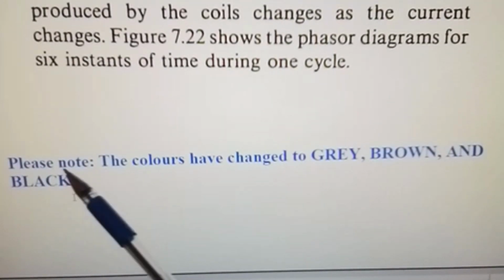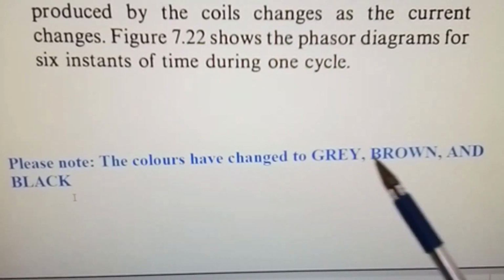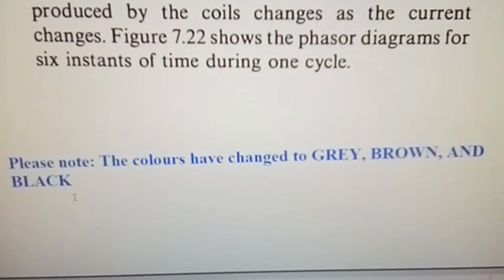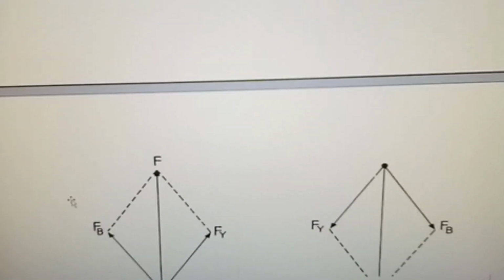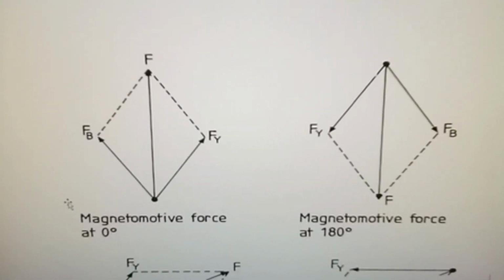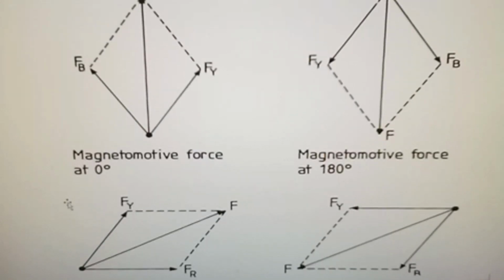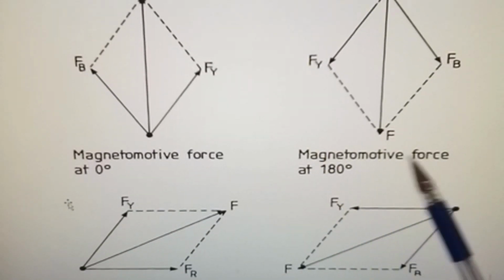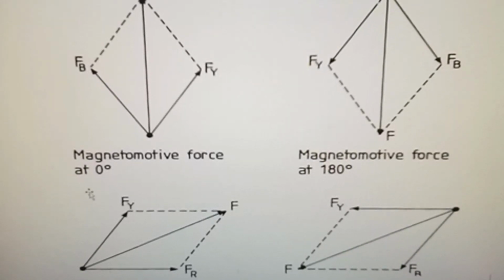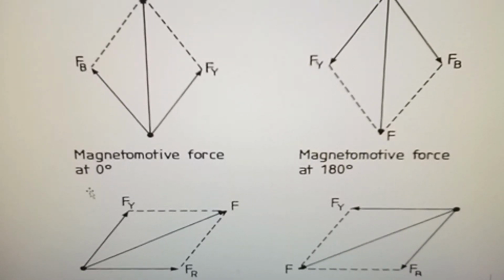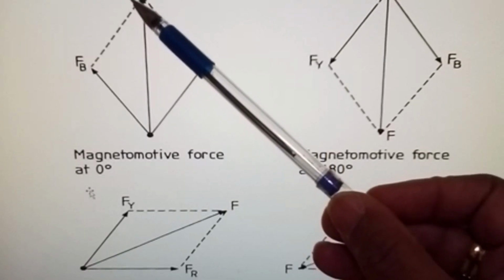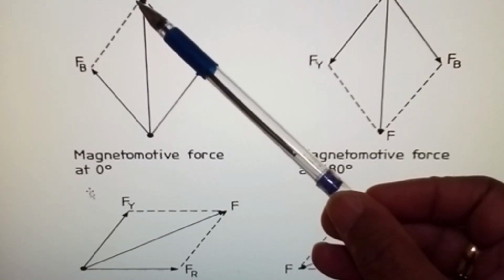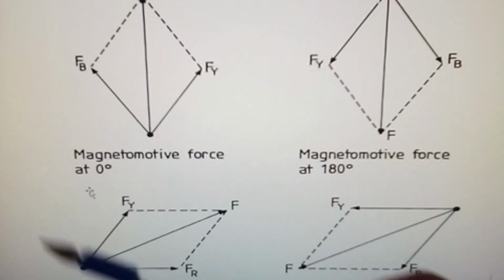Again, all I've said here is please note the colors have changed to gray, brown, and black. And here are our phases, showing the rotation in each at the given angles. Magnetomotive force at 0 degrees, magnetomotive force at 180 degrees. Let this be your start point, and you can see that it's rotating anti-clockwise.